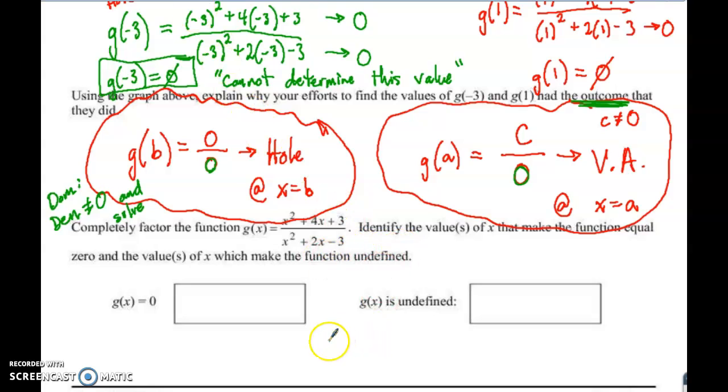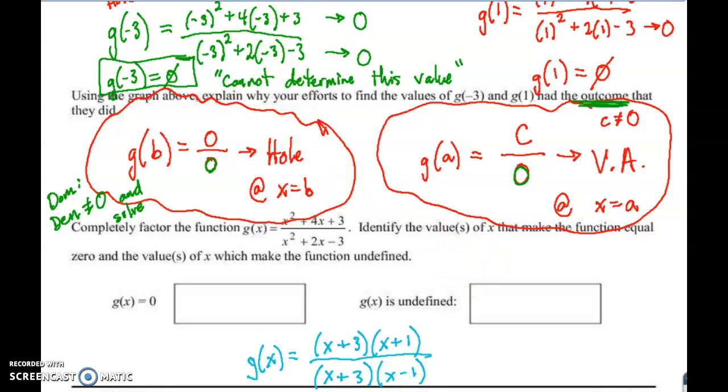if you actually factored both top and bottom. So let me rewrite it right here. So g of x is equal to, well, the factors in the top would be x plus 3, x plus 1. And the factors on the bottom would be x plus 3, x minus 1.